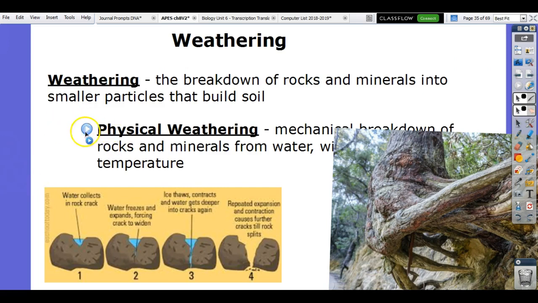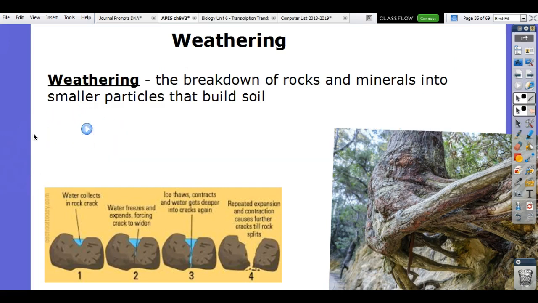So the other thing I want to talk about is weathering, which you guys saw as part of the rock cycle. This is how soil forms, right? Soil forms from organic matter, so stuff that used to be alive decomposing, and also from fragments of rock, okay? And so weathering is breaking down rocks and eventually forming soil.